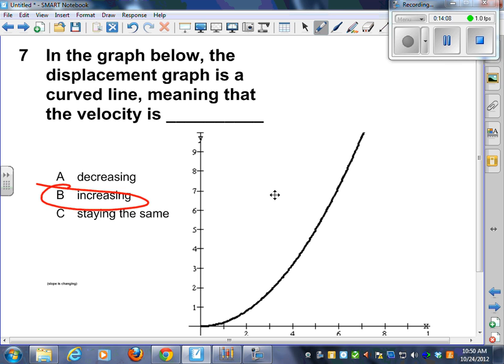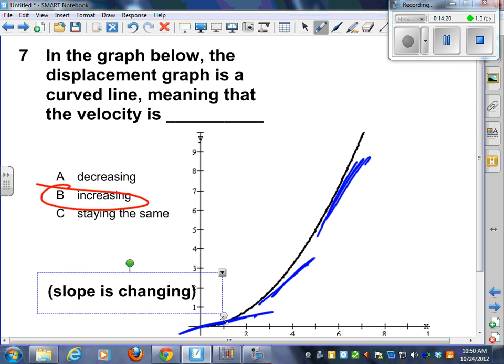If I drew a tangent line here, it would be flatter than it would be there, and it would be even steeper there, right? The slope is increasing, which means the velocity is also increasing. The slope is changing. In fact, I'm going to even take that out and say the slope is increasing. Increasing slope means increasing velocity.